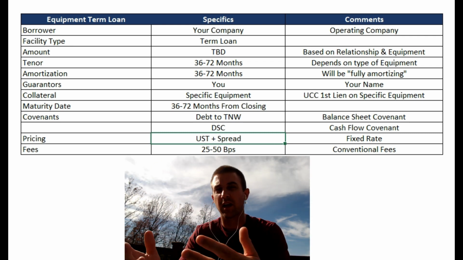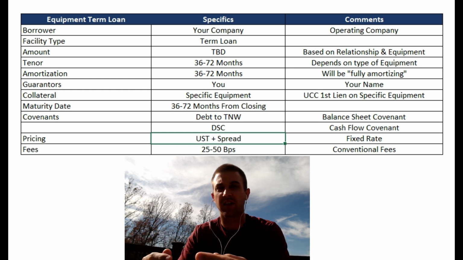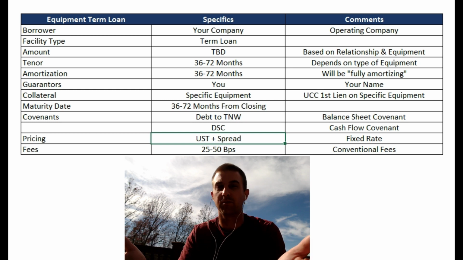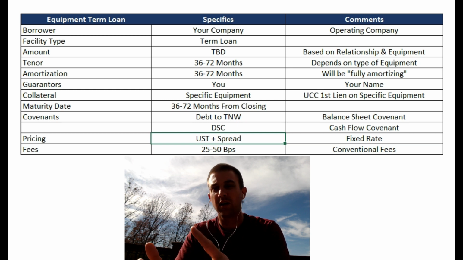And again, depending on the type of equipment, your type of lender, everything else, it could be as small as 200 basis points. It could be as large as 700 basis points. It just depends on the credit profile of your business, how new you are. I mean, the list goes on and on, but you get the general idea.